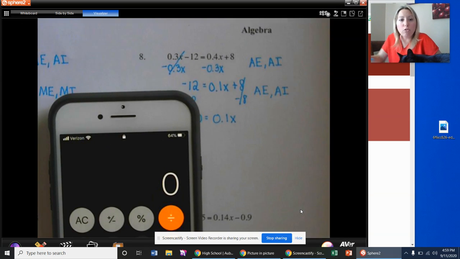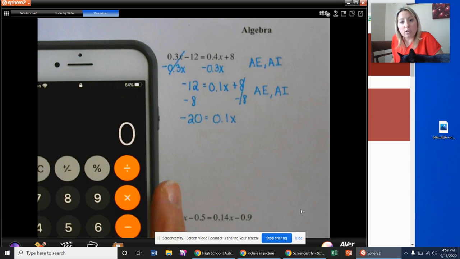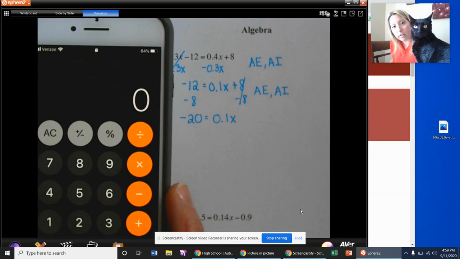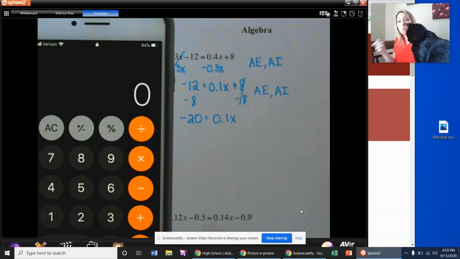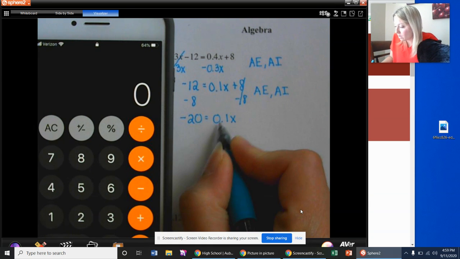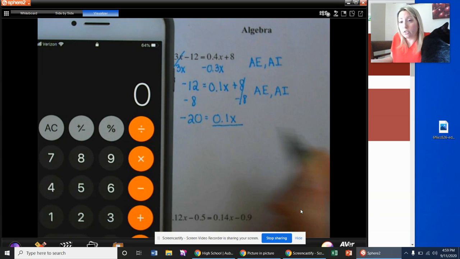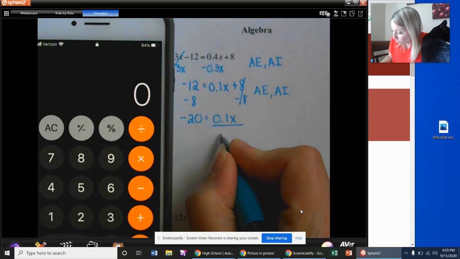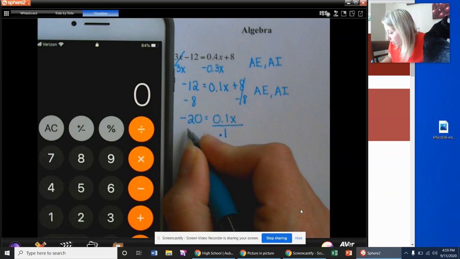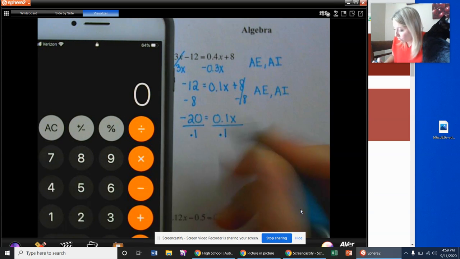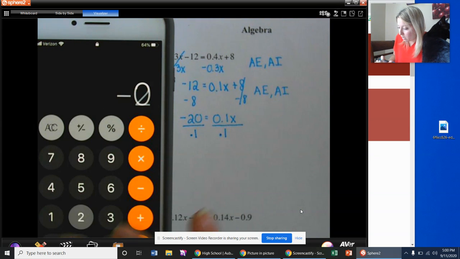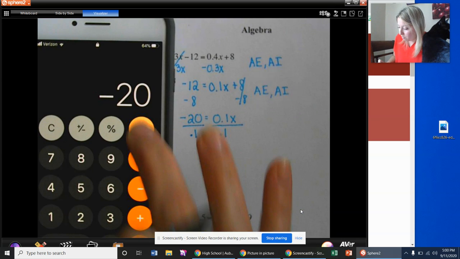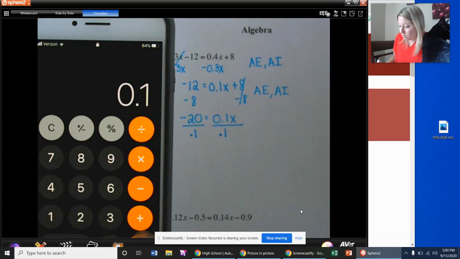So what I'm going to show you right now is that when you divide by a decimal, the value of your other side is going to increase. Okay, so let me just show you. In this case, the opposite of multiplying by 0.1 is dividing by 0.1. So that's what I'm going to do to both sides to get x all by itself. So negative 20 divided by 0.1 equals.